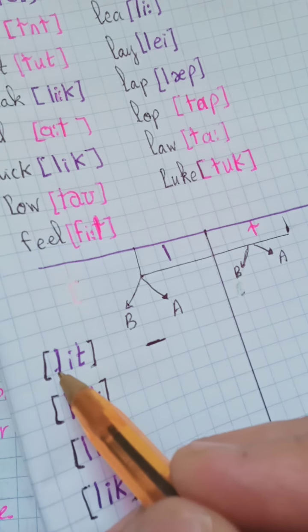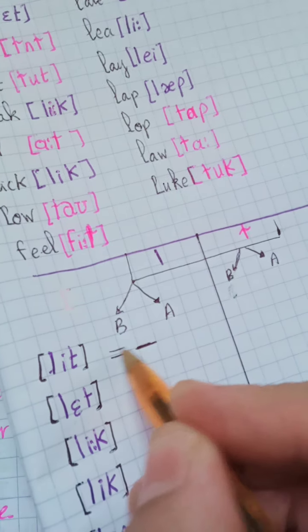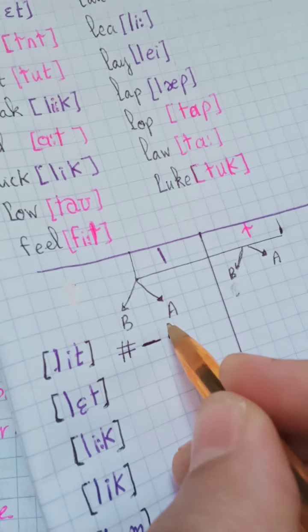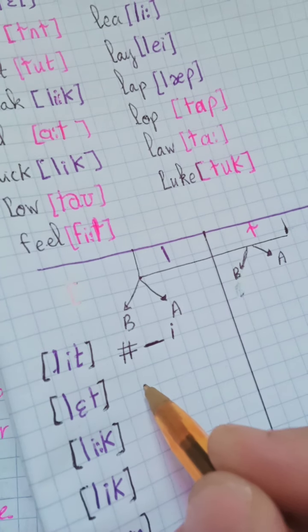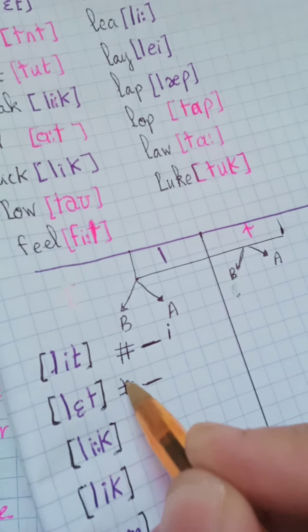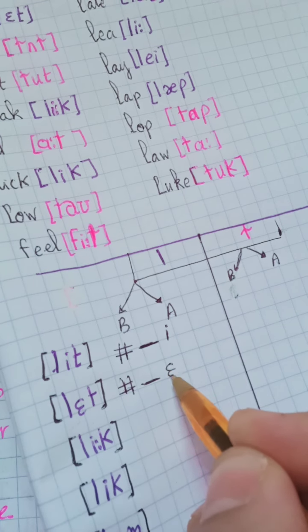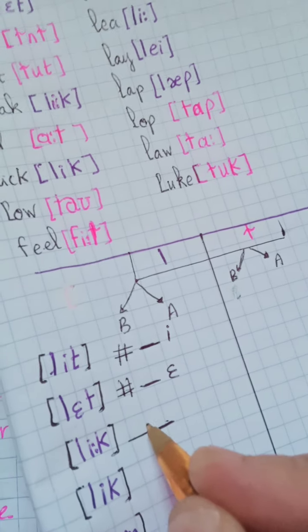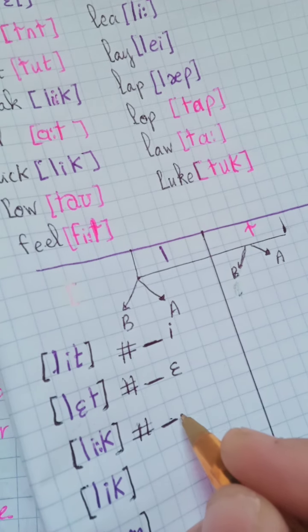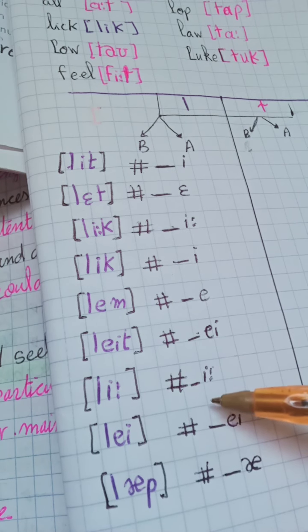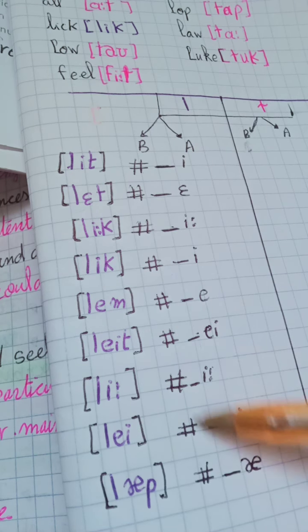Here we find that this light L comes at the beginning of the word, so we put here this sign that means the beginning of the word, and here we have the vowel E. The same here, we have the phoneme at the beginning of the word, and we have the vowel E. The phoneme at the beginning of the word, and we have here the vowel E. I do the same with the rest of the words.